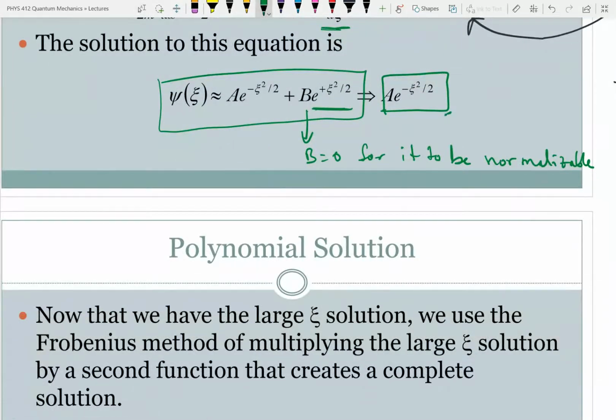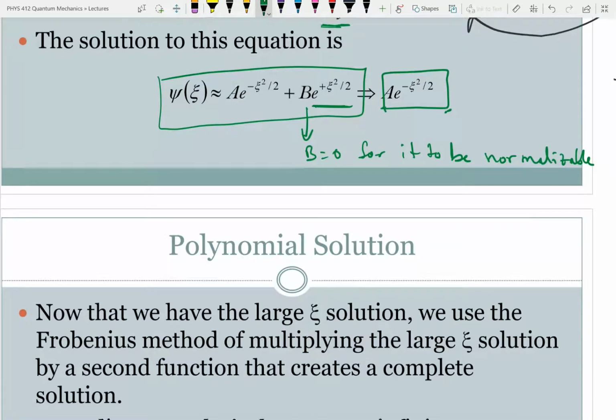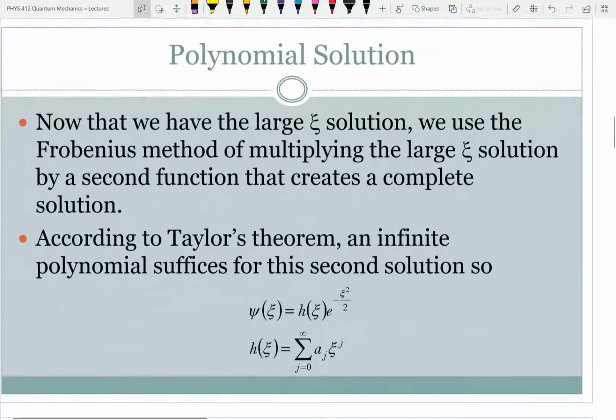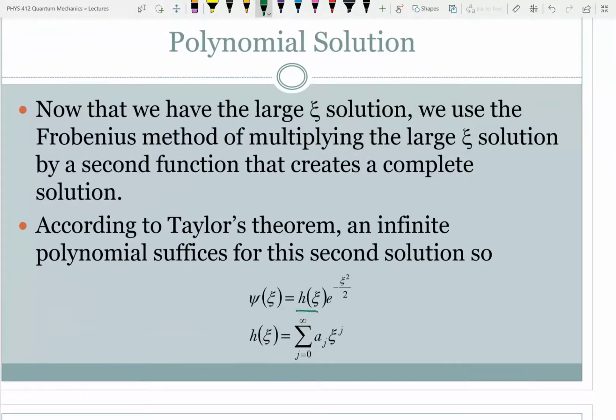So here is our solution for large C's. That's not our solution, it was only for large C. And so now we need to say, well, what's our full solution? Our full solution must be some other function multiplied by the solution for the large C. Now, since B was just a normalization constant, I can put that into this new function without any loss of information. So that's why we don't carry along an additional B. That B is just now part of the new function H.